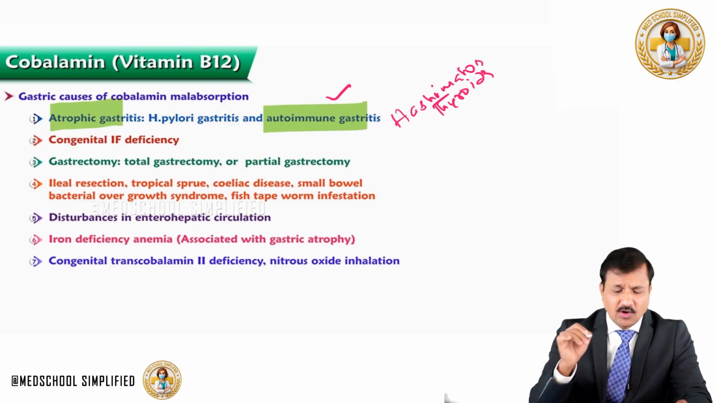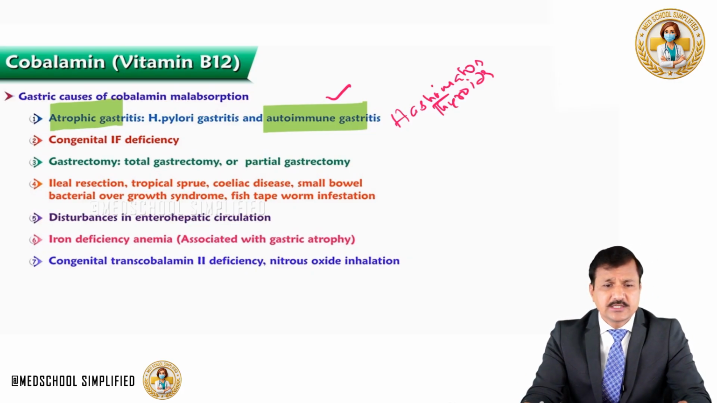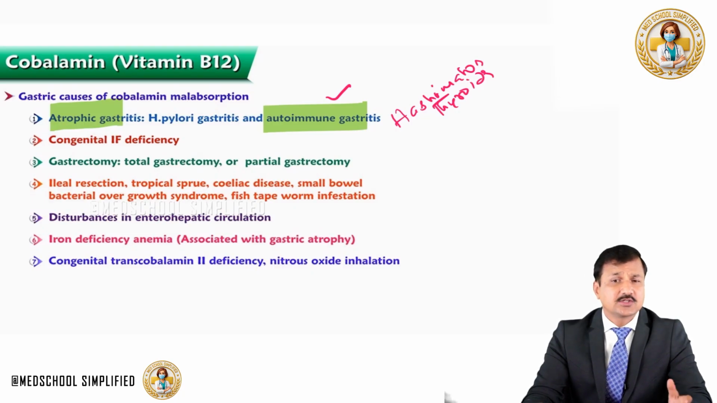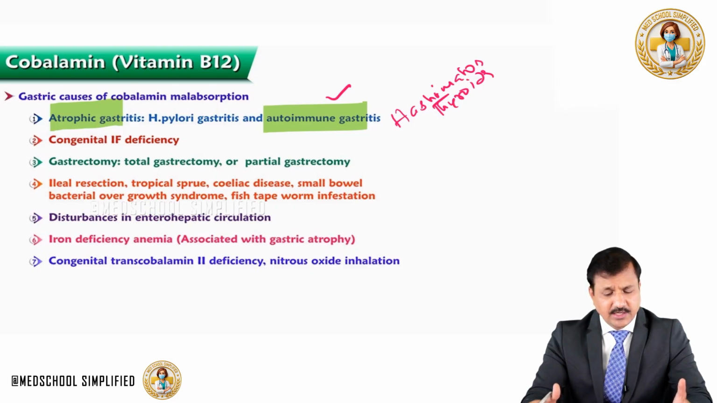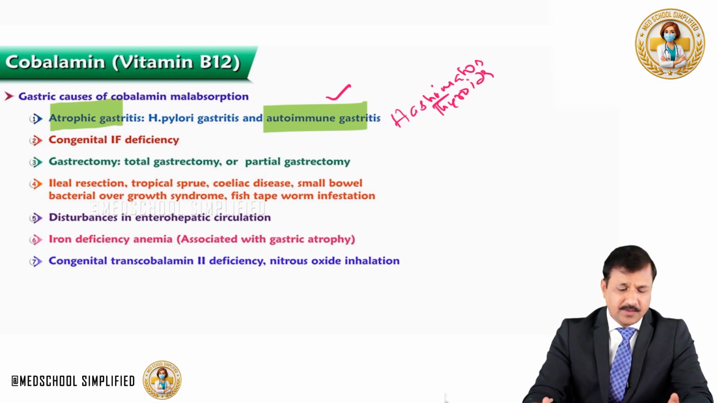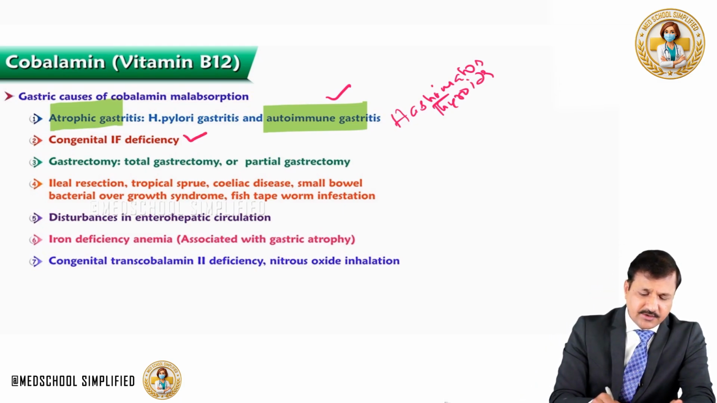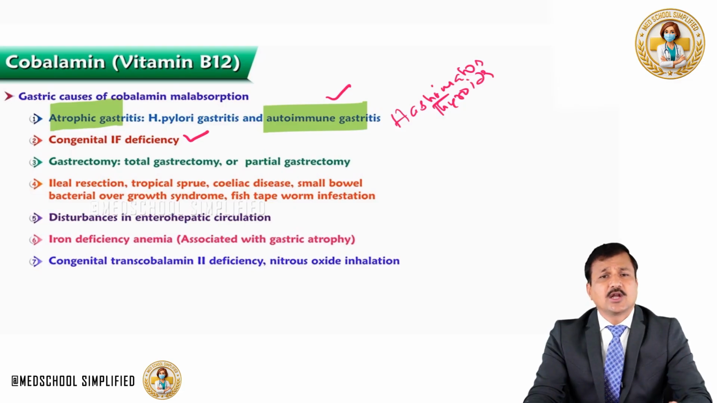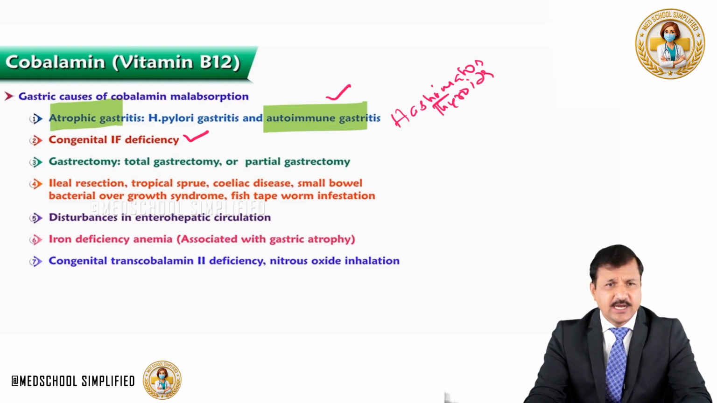H. pylori infection or autoimmune gastritis is one of the causes of vitamin B12 deficiency, other than dietary deficient intake. Intrinsic factor deficiency due to atrophic gastritis will lead to cobalamin malabsorption. Congenital intrinsic factor deficiency can also lead to cobalamin malabsorption, because it is there since birth; intrinsic factor will be deficient in the child.